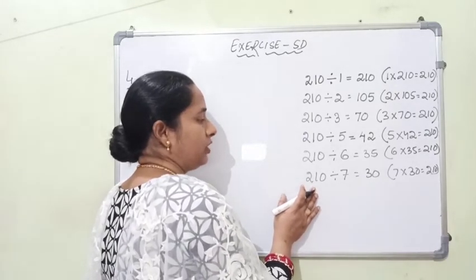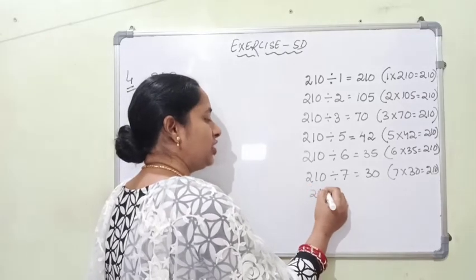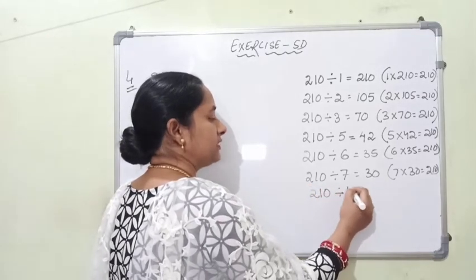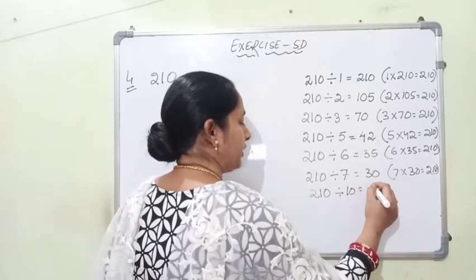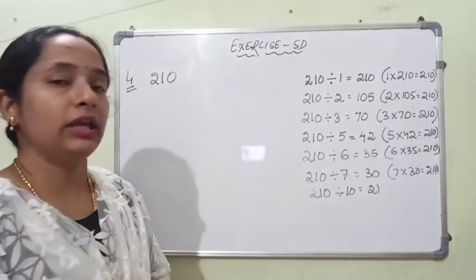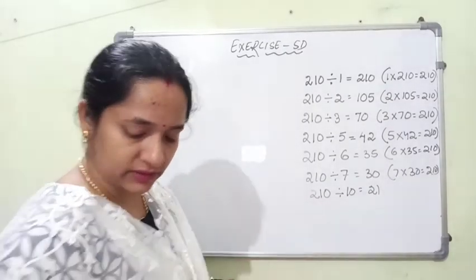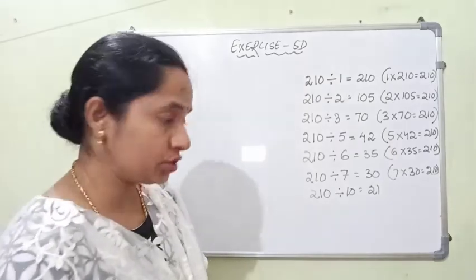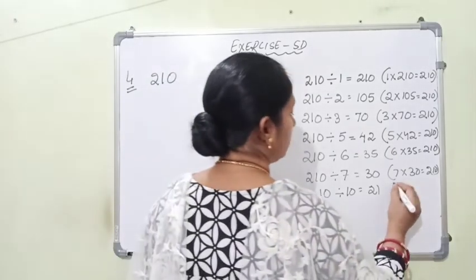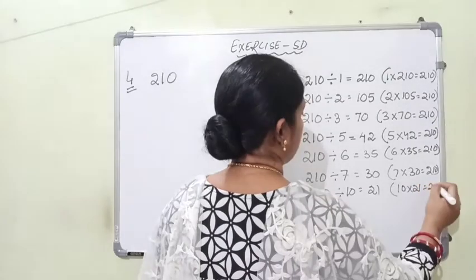Then let us go for 10. Can it be divisible by 10? Yes, as it has a 0 in its unit place, it can be divisible by 10, and we get the quotient 21. So 10 21s is 210.